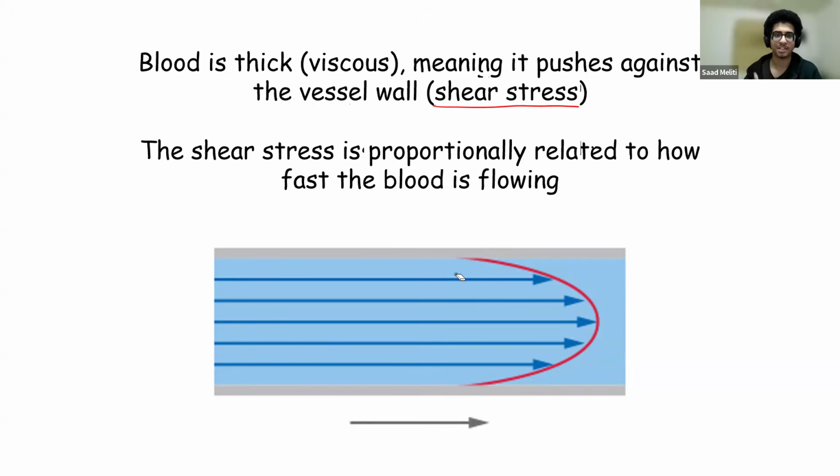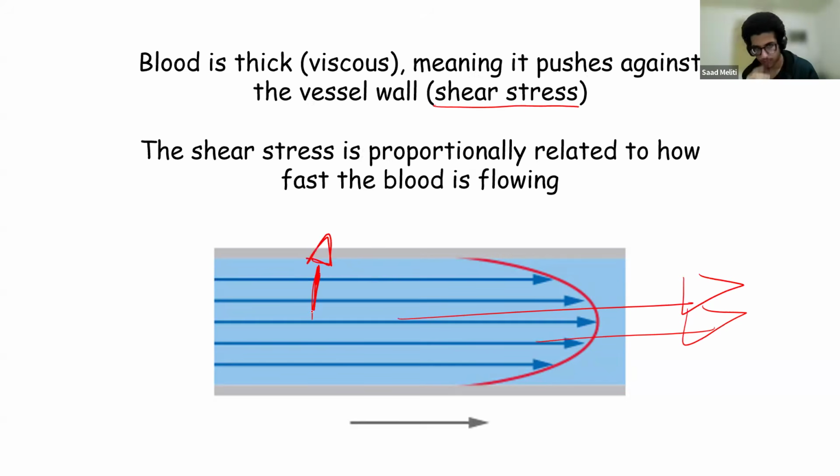Something that can affect shear stress is the speed of the blood. If we have blood that's going fast, the shear stress is going to be more. Let's say we have slow blood flow, the shear stress on the blood vessel won't be that much. But if we have blood that is going extremely fast, the shear stress is going to be way higher, okay? I hope that makes sense.